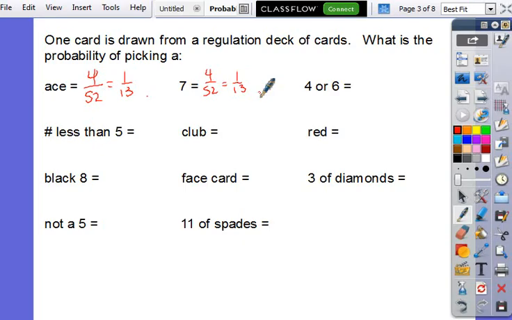Now when it says 4 or 6, what do I do? I add up those two things. I have 4 4s, I have 4 6s. That's a total of 8 possible things that would work. We know that 52 is going to be the bottom every time because that's the total number of choices I've got. And then that simplifies down to 2 over 13. All right, now look. It says a number less than 5.